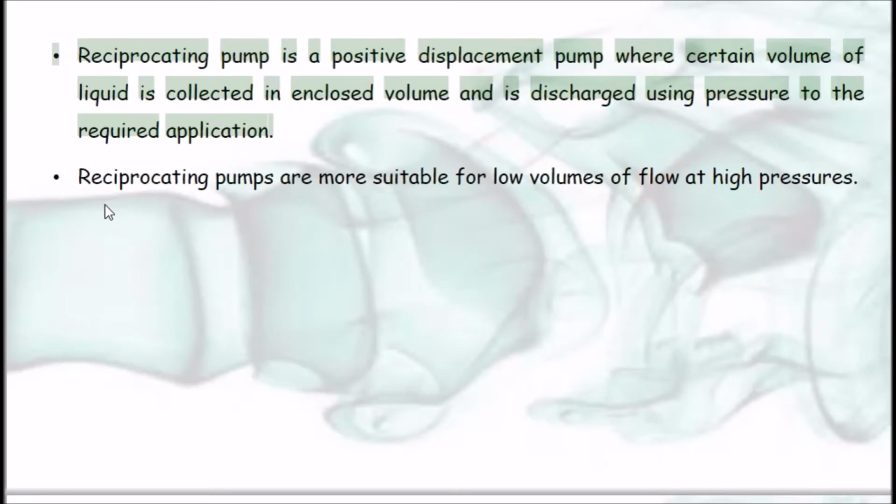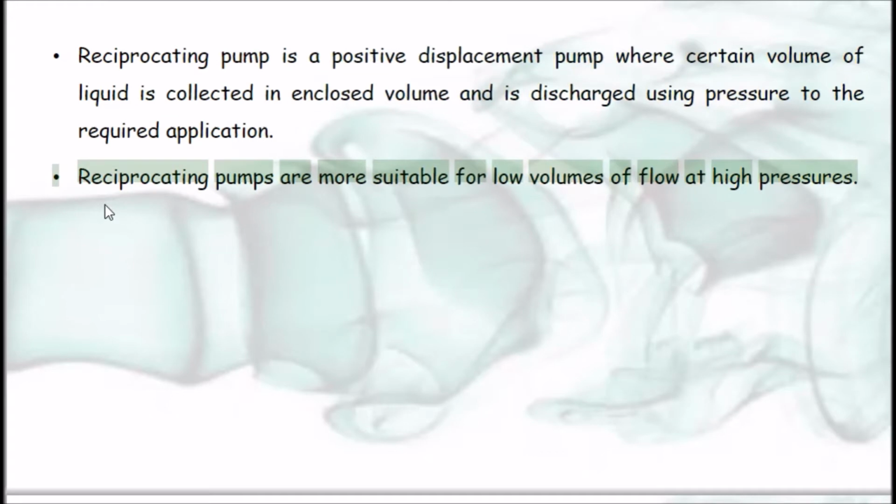Reciprocating pump is a positive displacement pump where a certain volume of liquid is collected in an enclosed volume and is discharged using pressure to the required application. Reciprocating pumps are more suitable for low volumes of flow at high pressures.